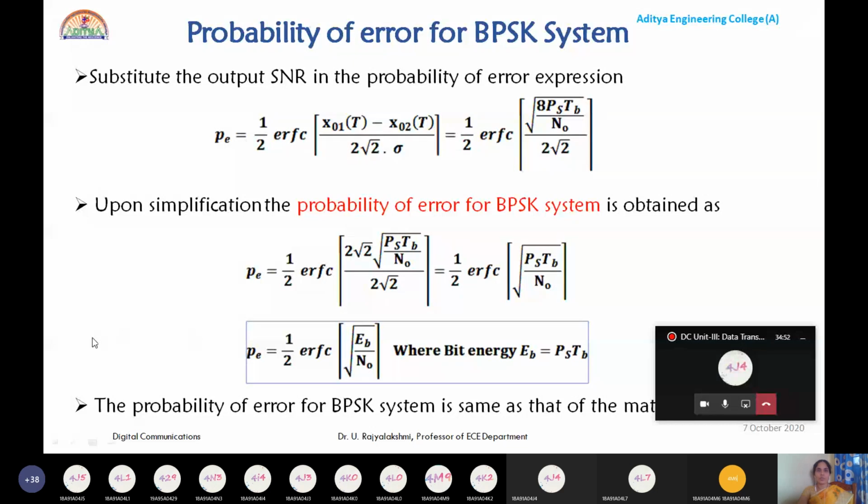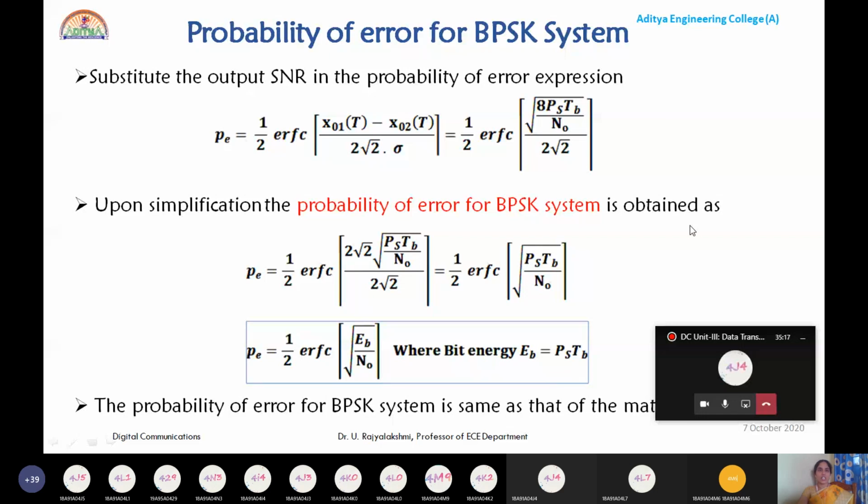So can you compare the probability of error expressions for BPSK and BASK? For BASK, the error is more. Error is more because the output SNR inside the root is reduced by a factor of 4. So obviously the probability of error for BASK is higher compared to BPSK.